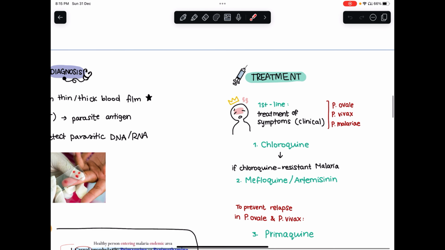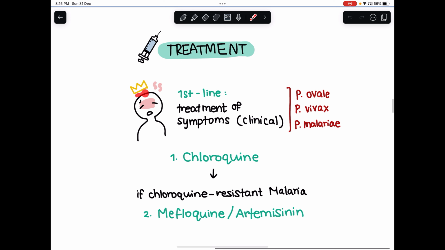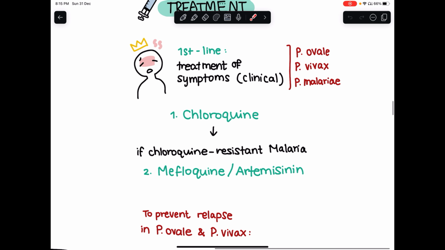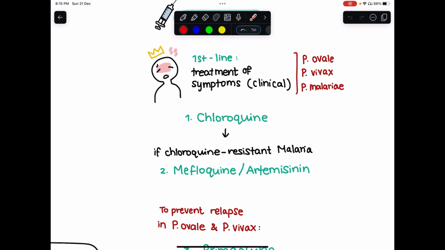Like for treatment. First thing, remember they're all queens, okay? They're all slay. So for first line, you're going to focus on the clinical symptoms. A person comes to you not diagnosed yet, but they have symptoms that indicate malaria. So basically, you're going to give them the first line treatment. These are for Plasmodium ovale, vivax, and malariae. First thing is chloroquine, the main one. But if the person has chloroquine resistant malaria, you can give them mefloquine or artemisinin.